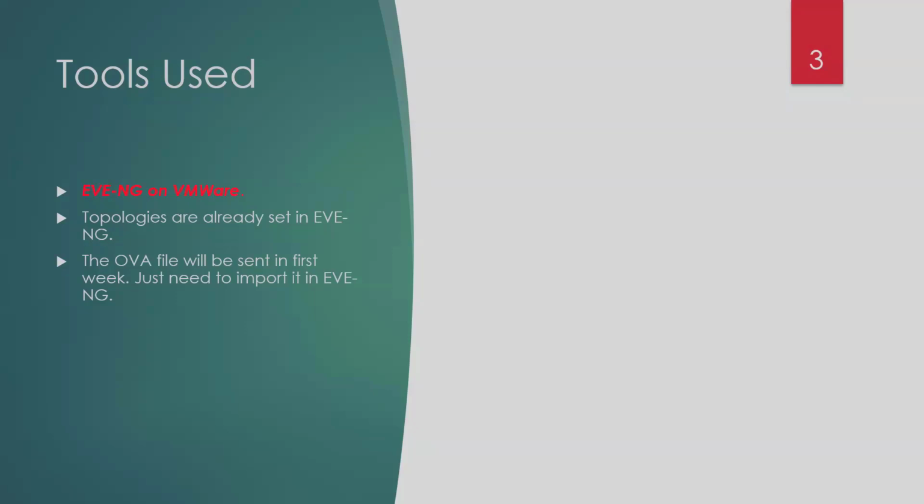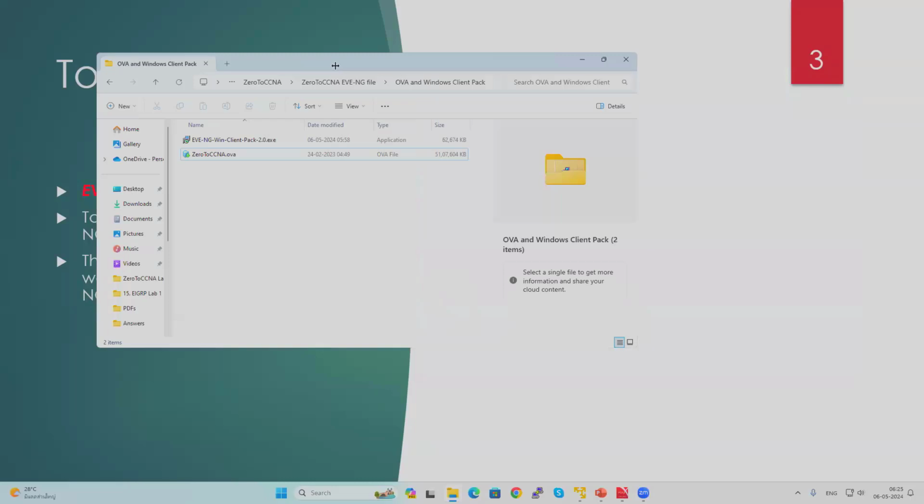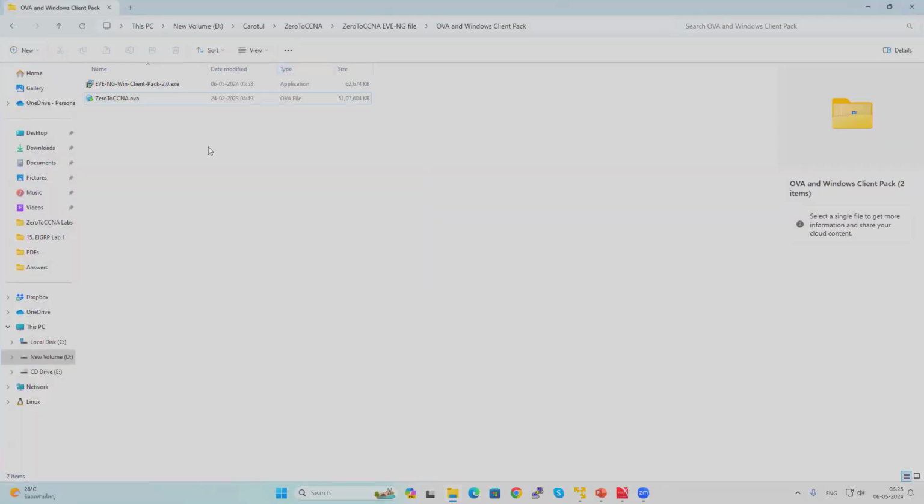So I think I have it somewhere here. Let me see. Yeah. You can see that these are the two files I'll send you, or I have already sent you. The OVA file, which is the big file because it's the complete Linux operating system for EVNG, and the Windows Client Pack.